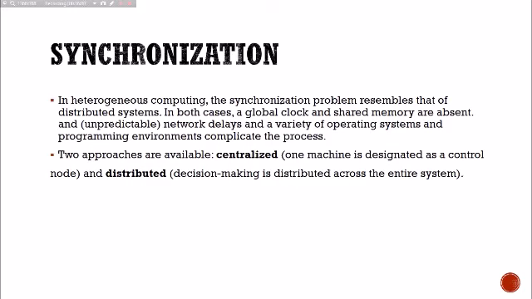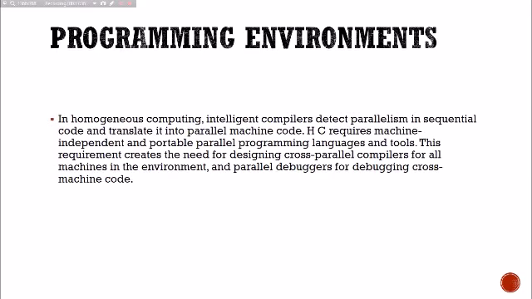So now we'll go for synchronization. What does this synchronization process mean? It provides a mechanism to control execution sequencing and to supervise the interprocess cooperation. Basically, it refers to three distinct but related problems: synchronization between the sender and the receiver of a message, specification and control of shared activities of cooperating processes, and the serialization of concurrent access to shared objects by multiple processes. In heterogeneous computing, this synchronization problem resembles that of distributed systems. In both cases, a global clock and shared memory are unavailable, and network delays and a variety of operating system and programming environments complicate the process.